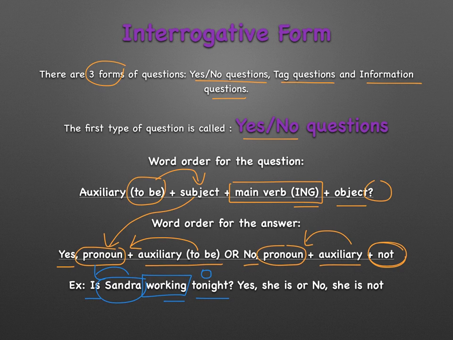I answer. It could be yes, it could be no, but I have to remember to use the pronoun instead of the subject, and then my auxiliary that agrees with this pronoun. Yes, she is, or no, negative, she isn't, same thing, but I add not.